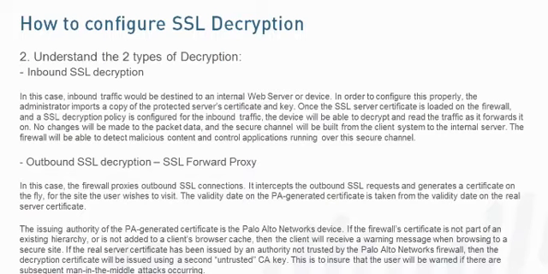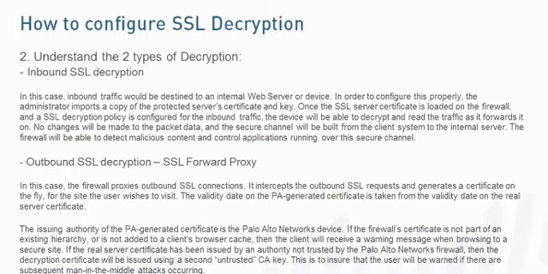No changes will be made to the packet data, and the secured channel will be built from the client system to the internal server. The firewall will be able to detect malicious content and control applications running over this secure channel. Outbound SSL decryption is the second type of decryption, also known as SSL forward proxy.